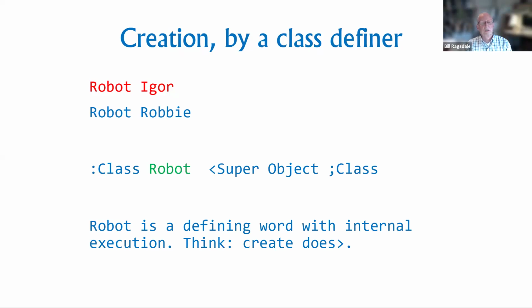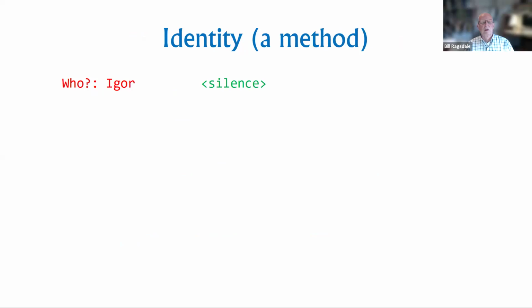We see :class, which is the class creator, and following it in green is the name robot. So that becomes the name of the class. And also, as we'll mention in a moment, this is also a creation word. The word super following it, then object means that robot takes its characteristics from the word object, and in addition adds its own. So robot is a defining word, and it has its own internal execution methods. And in Forth terms, think of the word create does, because the word robot does creation and it does execution.